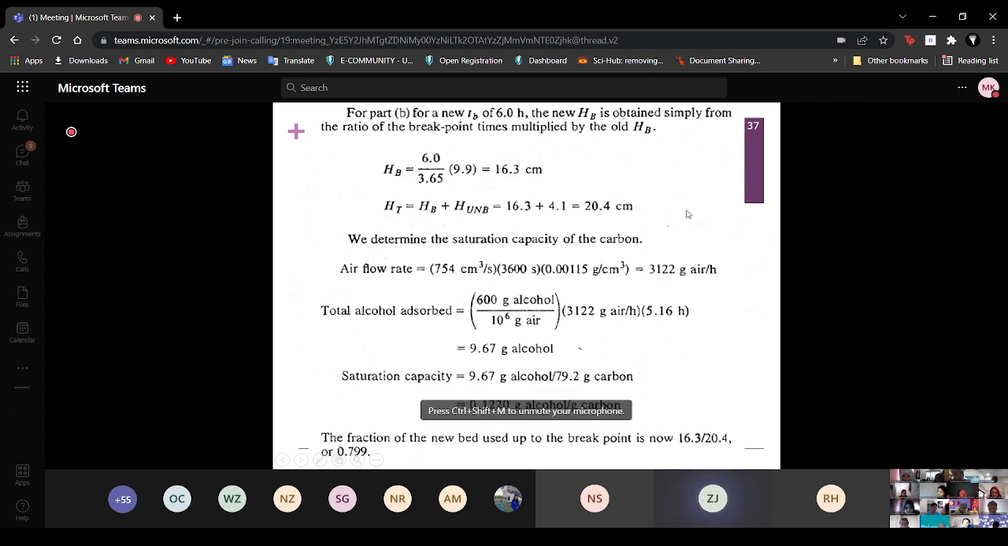Okay, saya tahu you all tak ada soalan. Mungkin baru nak digest. So try to do revision. Next week ada problem, come back to me untuk discuss. Alright. So okay, now kita move on kepada saturation capacity.